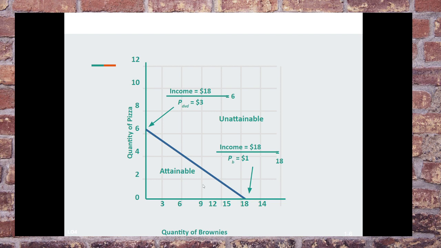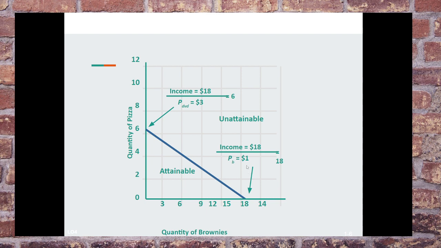We have our budget line, which is this blue line. I got the two extremes, 18 and 6. And then I have points on the line, which are those numbers that we looked at. Anything on the line and to the left of the line or underneath the line, these are all attainable points given the income that we have.